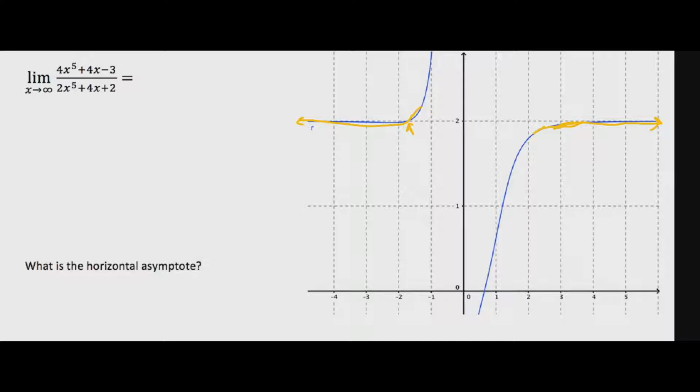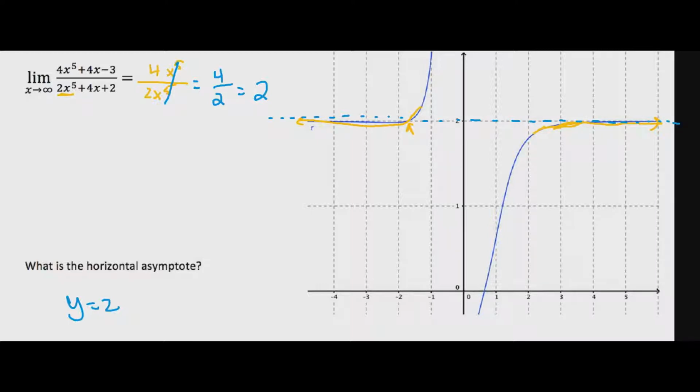We'll focus on the highest degree in the numerator. So it's going to be 4x to the 5th divided by 2x to the 5th. Well, would you look at that? We have the same x's in the numerator and denominator. These cancel out, and we're just left with 4 divided by 2, which is just 2. And that's why our horizontal asymptote is y equals 2, which is this right here. This is what our function is approaching long term during the end behavior.